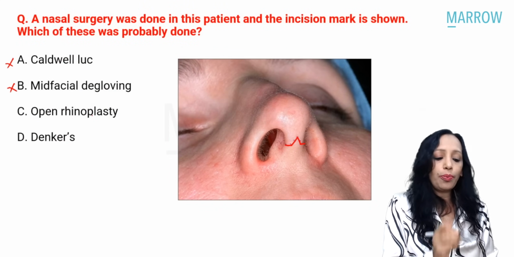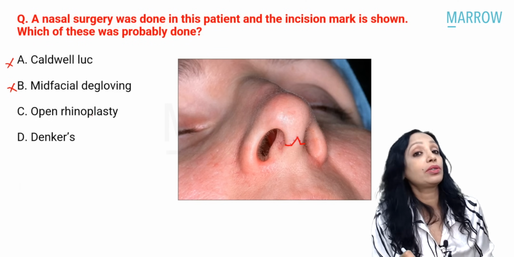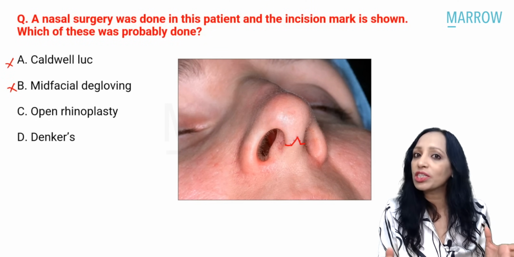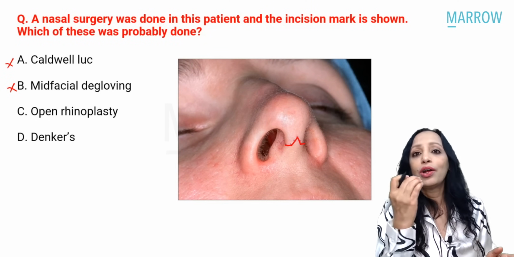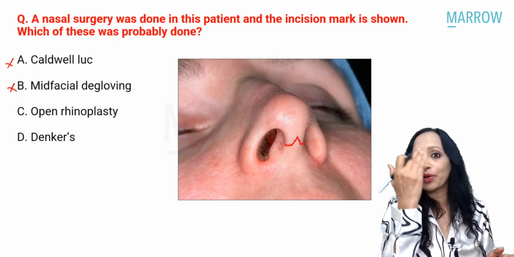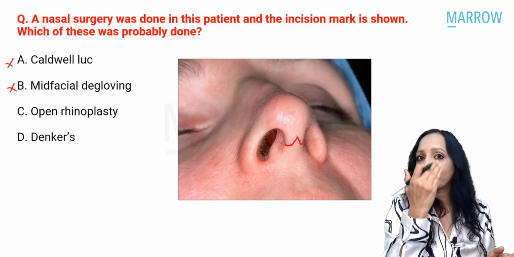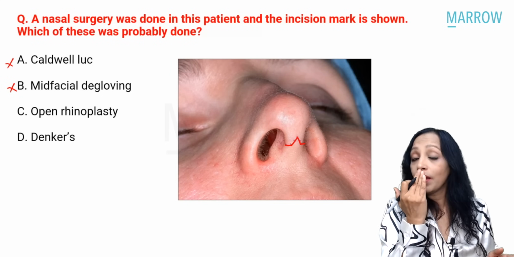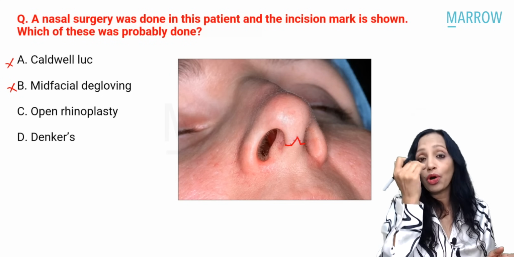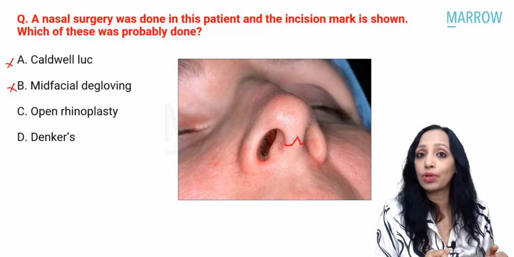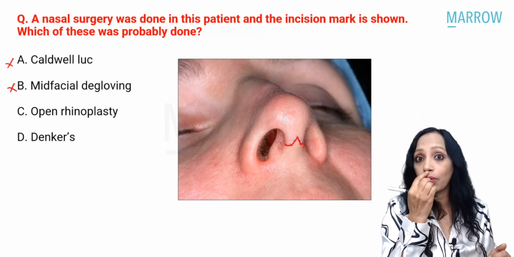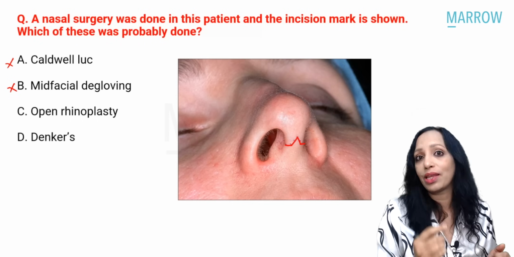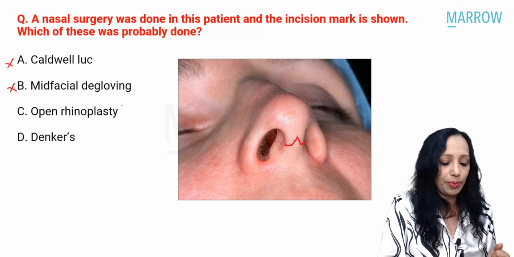Okay, open rhinoplasty. Can this be open rhinoplasty? What is rhinoplasty? Rhinoplasty we know is a cosmetic surgery which is done to correct the external deformity of the nose. So yes, when we are correcting the external deformity of the nose, the incision can be here, lower down. Because it is a cosmetic surgery, we do not want an external incision on the nose. So the incision will be either lower down or inside the nose. So this can be open rhinoplasty.